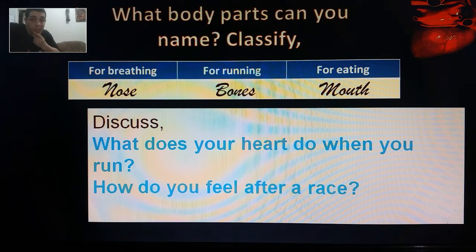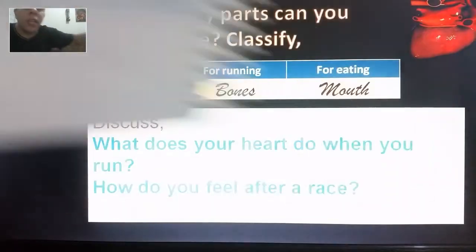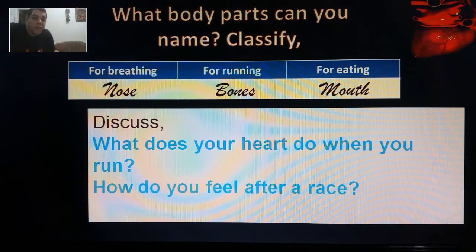And let's talk about these two questions, the ones that say discuss. This little part over here on the bottom of the page, they say discuss, and there are two questions. One says, what does your heart do when you run? ¿Qué hace tu heart cuando tú run?